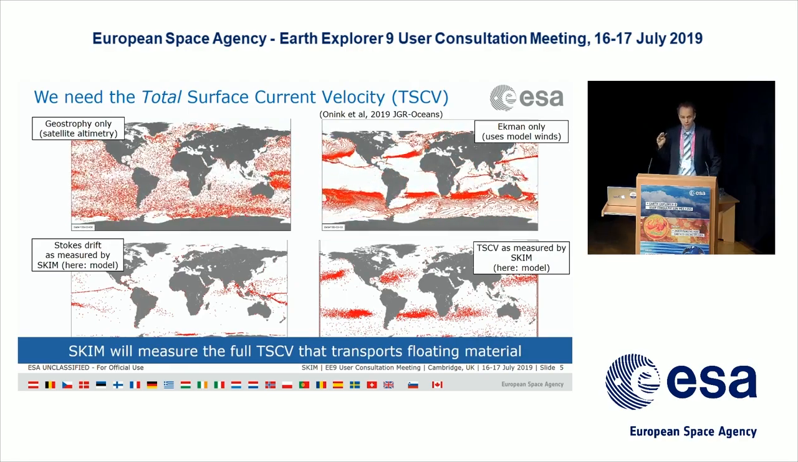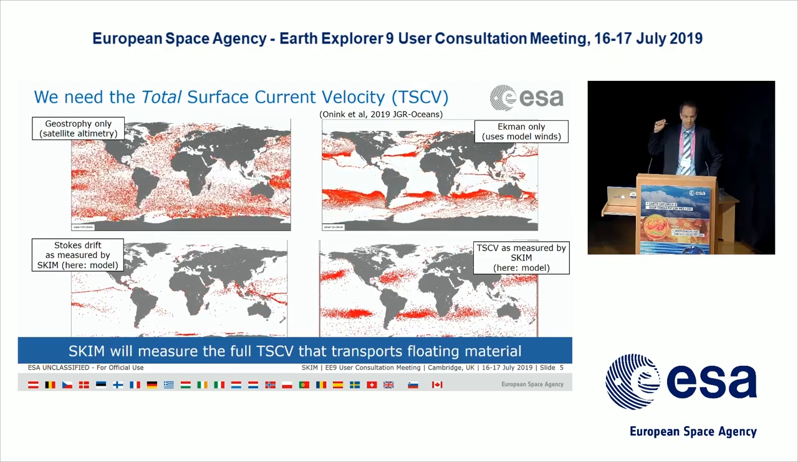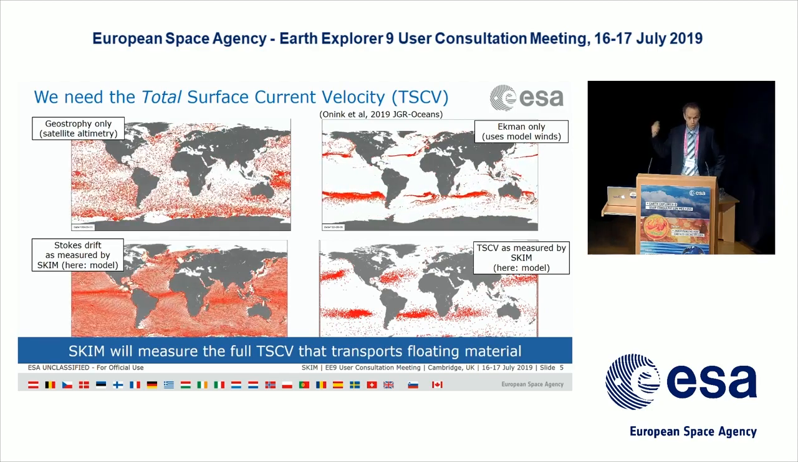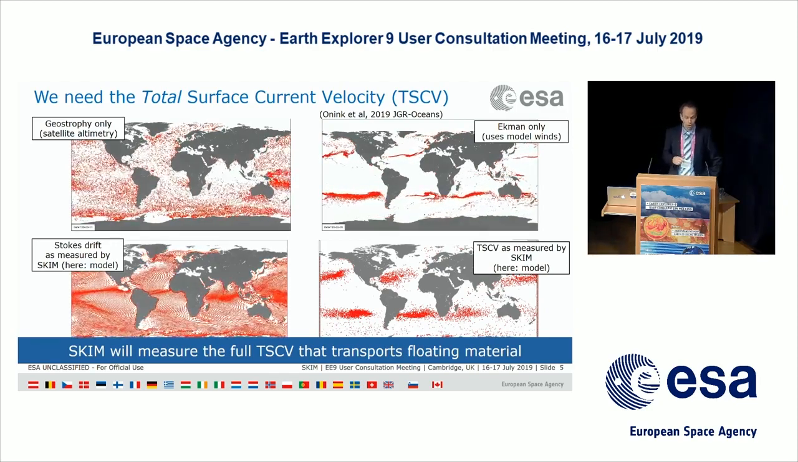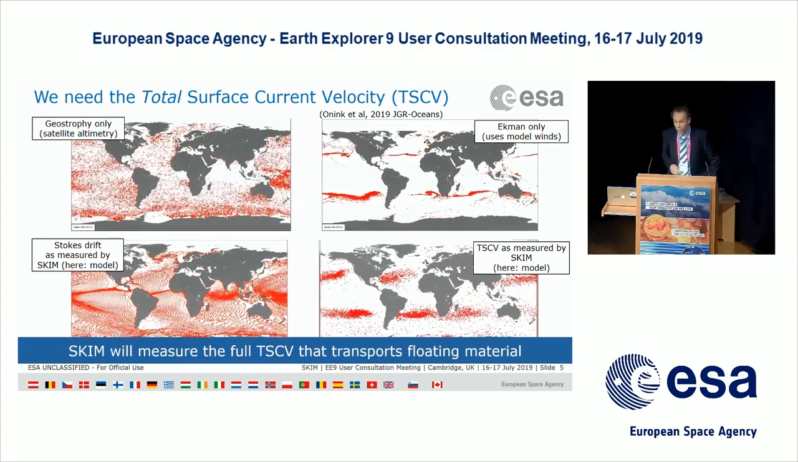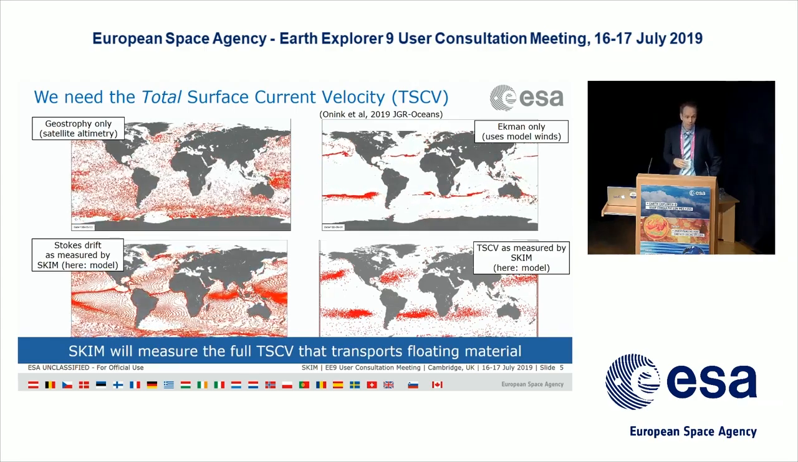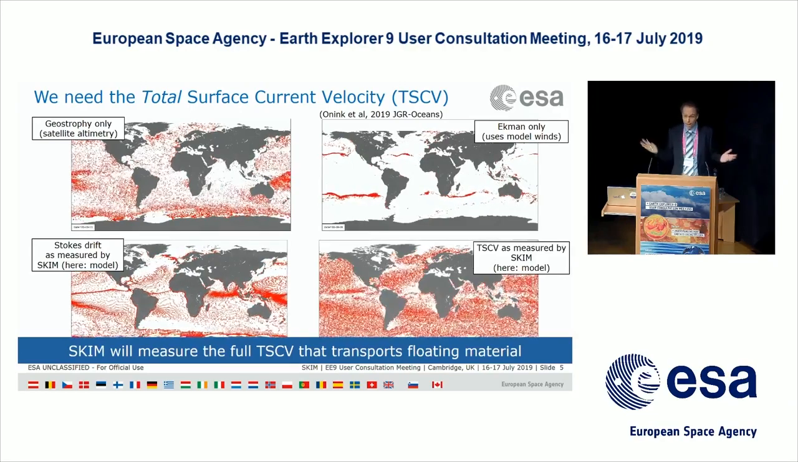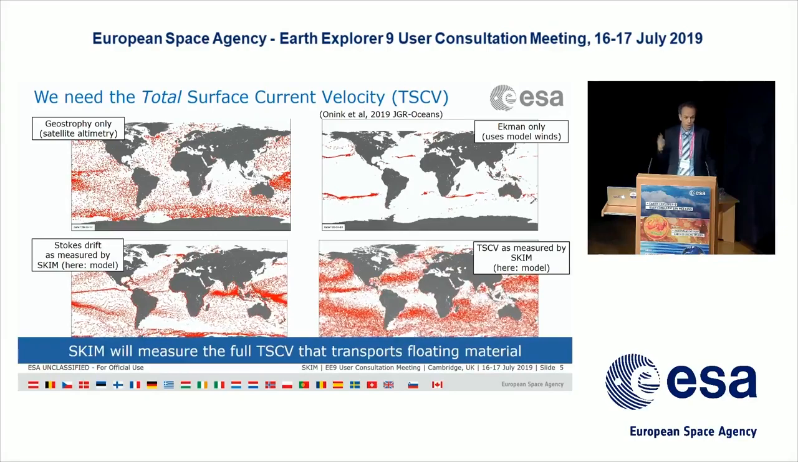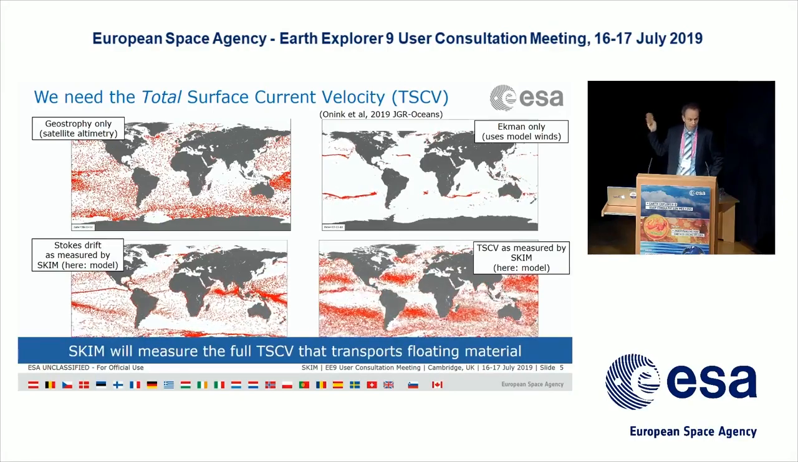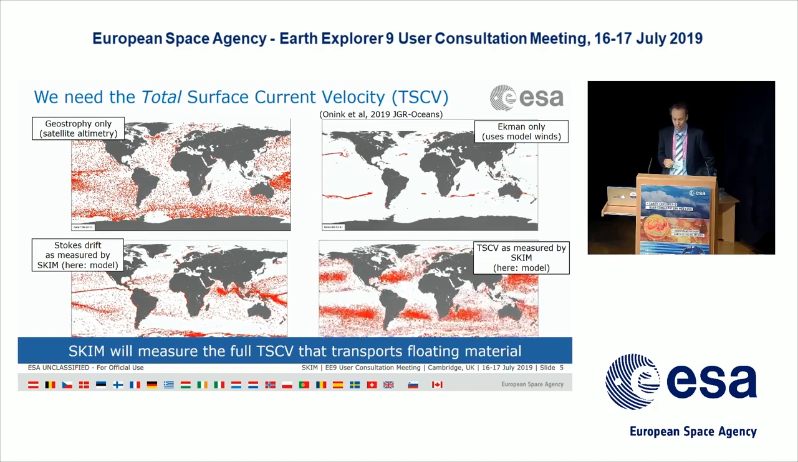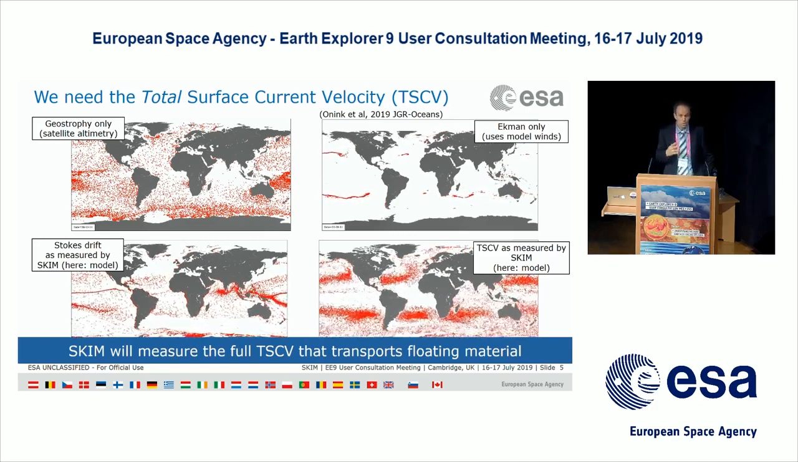The Stokes drift, the wave orbital motion, also forms these very, very narrow lines, but they're in different locations. And actually, as you see here, quite a bit goes to Antarctica. And it's really only after we combine all of these different components that we get accumulation in the subtropical gyres, which agrees very well with what is observed. This is realistic. So SKIM will measure each of those components of the total surface current velocity, and that allows us then to understand the transport of floating material.